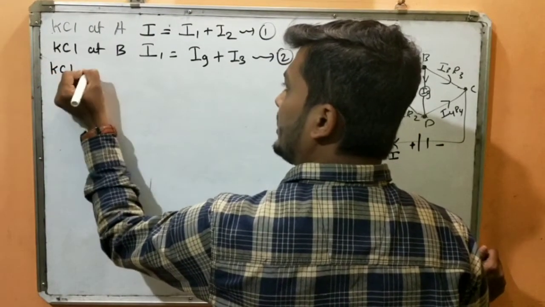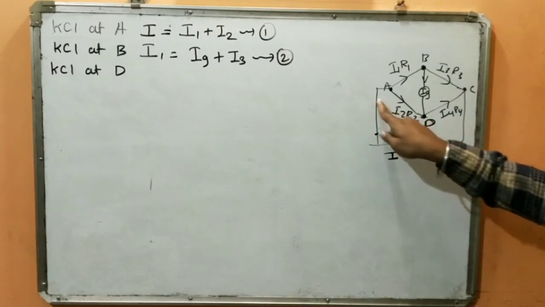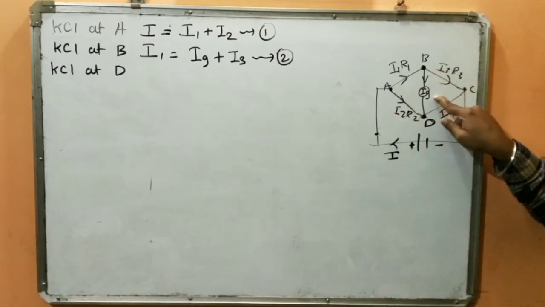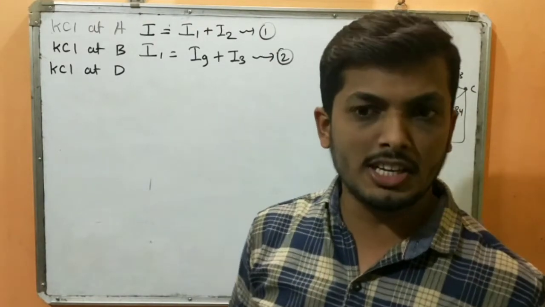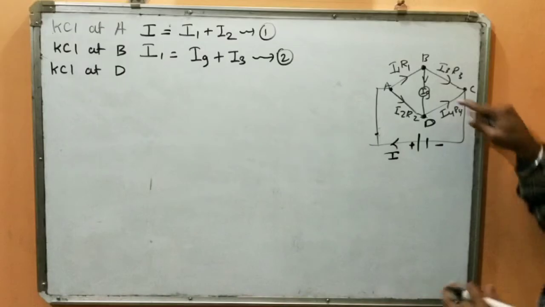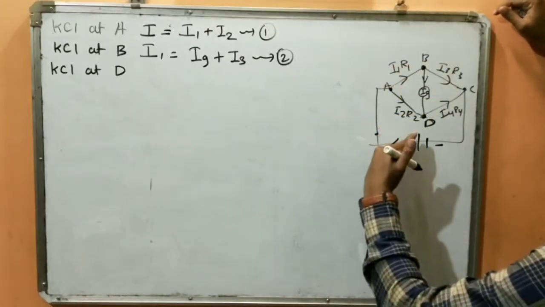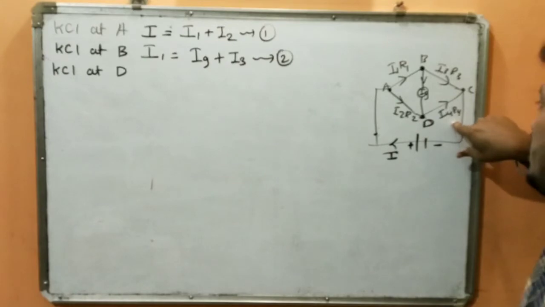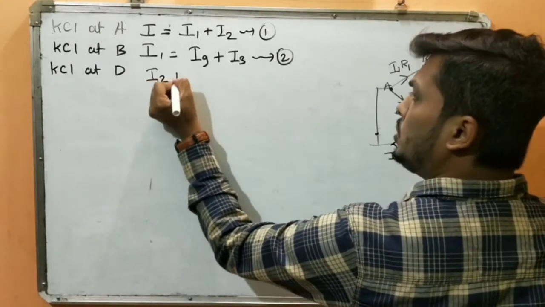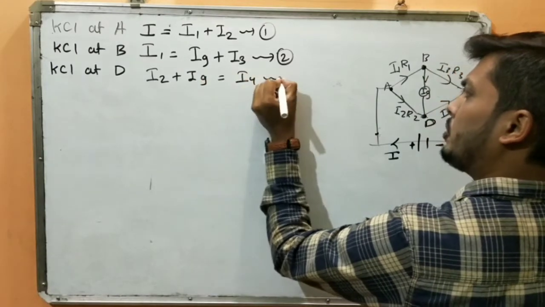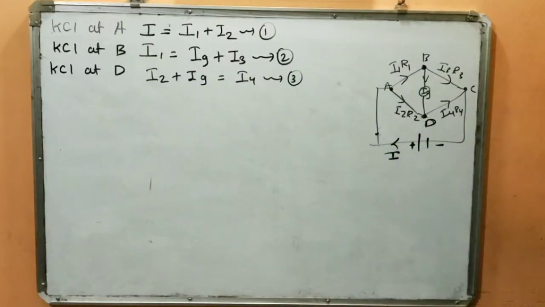Similarly, apply KCL at node D. Now look here, at node D, at this point, I2 is also entering and IG is also entering, where IG is the current through the galvanometer. At the center, I have the galvanometer. The galvanometer is what shows the balance condition once it points towards 0. So at D, I2 is also entering and IG is also entering, and if you see carefully, this entered current is going towards I4. So at D, I2 plus IG is equal to I4. This is Kirchhoff's current law at node D. Simple. Current entering is equal to current leaving the node.